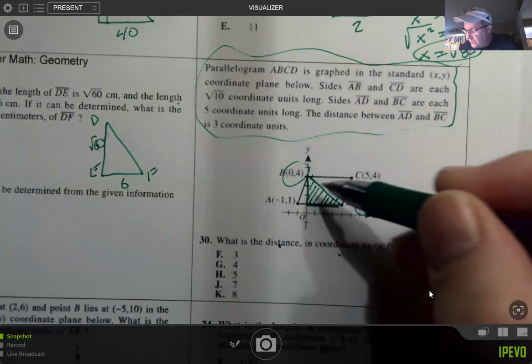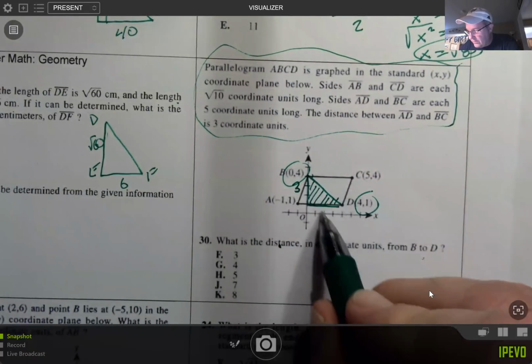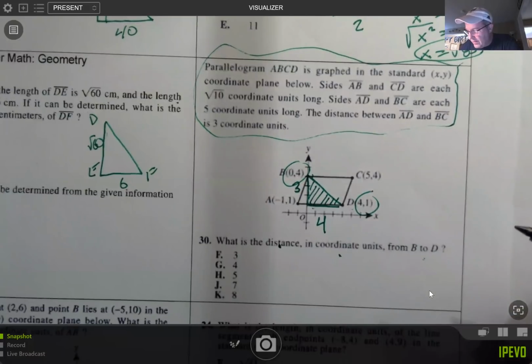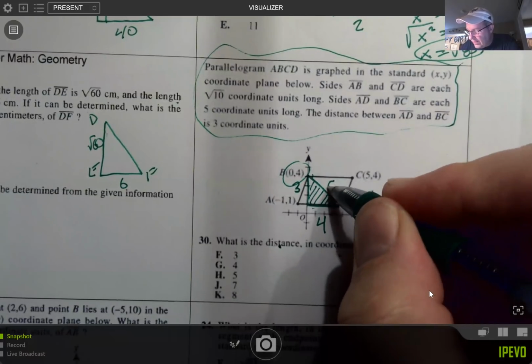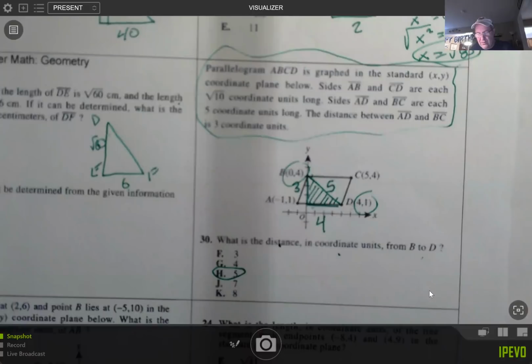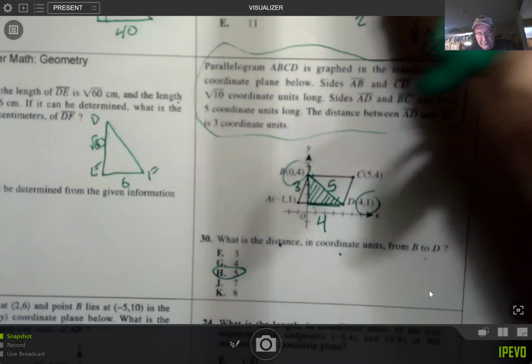How tall is it? 3. How long is it? 4. So what's the hypotenuse? 5. 3, 4, 5 triple. Okay. Try to avoid the distance formula if you can. Instead, try to do the Pythagorean theorem, and luckily it was a triple.